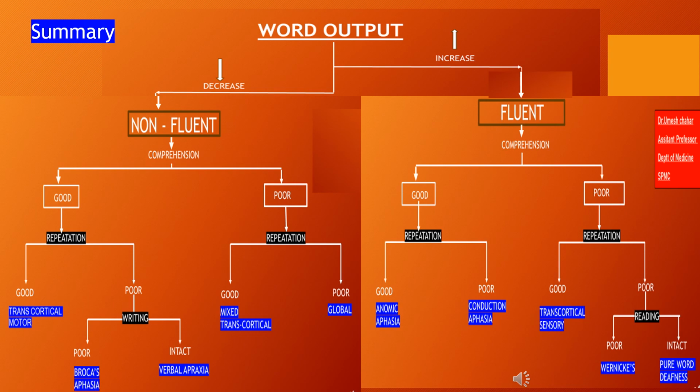If the comprehension is poor, then we have to see transcortical sensory aphasia, in which the patient is having fluent speech, his comprehension is poor, but his repetition is good. In Wernicke's aphasia, the patient is having fluent speech, his comprehension is poor, his repetition is poor, and his reading is also poor. Whereas in pure word deafness, he is having fluent speech, comprehension is poor, repetition is poor, but his reading is intact.